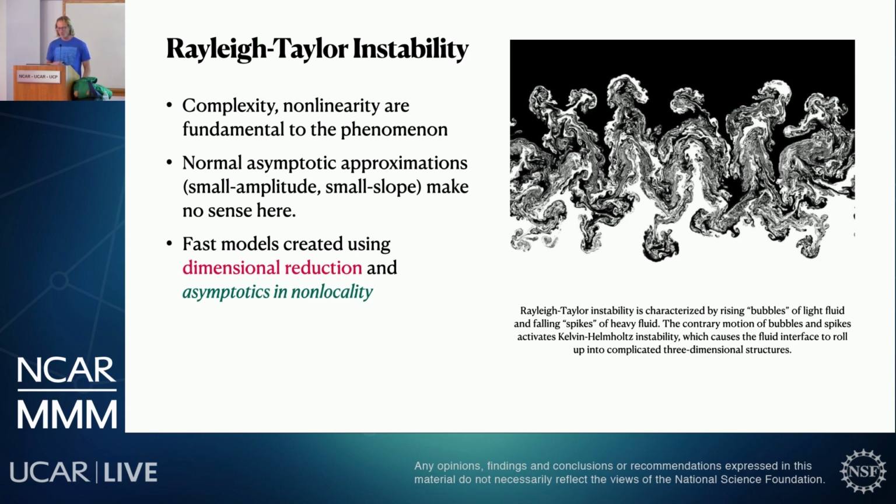So usually when you think of asymptotics, you think of small amplitude, small slope. That is entirely the wrong regime for the kinds of problems we're interested in. You can envision that a picture like this you cannot model with a system that's limited to small slopes, for example.